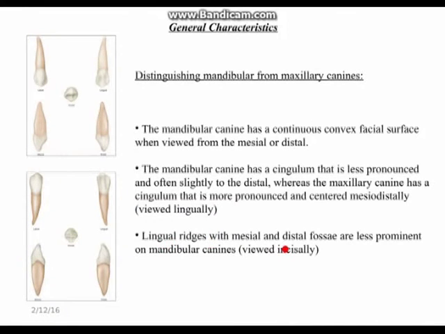Lingual ridges with mesial and distal fossa are less prominent on mandibular canines. We already talked about that. We have the lingual ridges right over here. They're not as prominent because the cingulum is not as prominent. The lingual surface is flatter. So technically everything else is just going to be less prominent when you compare it to the maxillary. If you had a maxillary tooth in your hand right now and a mandibular one, you would see a great difference between them.